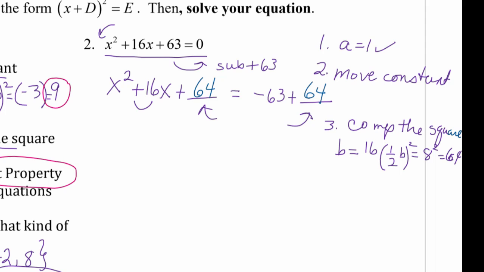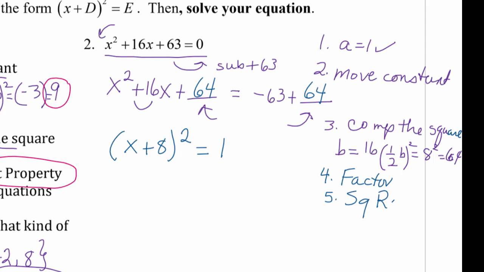Beautiful. Step 4, factor. X plus 8 squared equals, and then add these two. So negative 63 plus 64 is 1. Okay. Step 5, square root property. Take the square root of both sides, and what are we going to remember on the right hand side? Yes, if you said plus or minus, you're right.